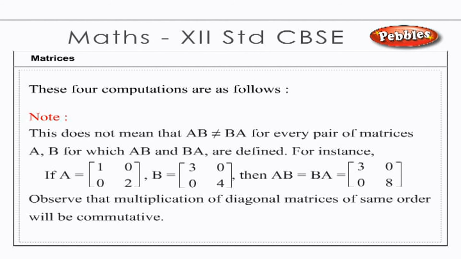Note, this does not mean that AB is not equal to BA for every pair of matrices A, B for which AB and BA are defined. For instance, if A equals [1, 0; 0, 2], B equals [3, 0; 0, 4], then AB equals BA equals [3, 0; 0, 8]. Observe that multiplication of diagonal matrices of the same order will be commutative.